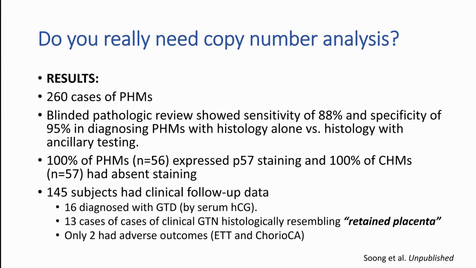when you looked at them, they looked more like routine placentas. They were highly sclerotic villi. And only two had adverse outcomes. One had an ETT-like process, and one had choriocarcinoma. So the risk of subsequent metastatic trophoblastic disease was quite low.